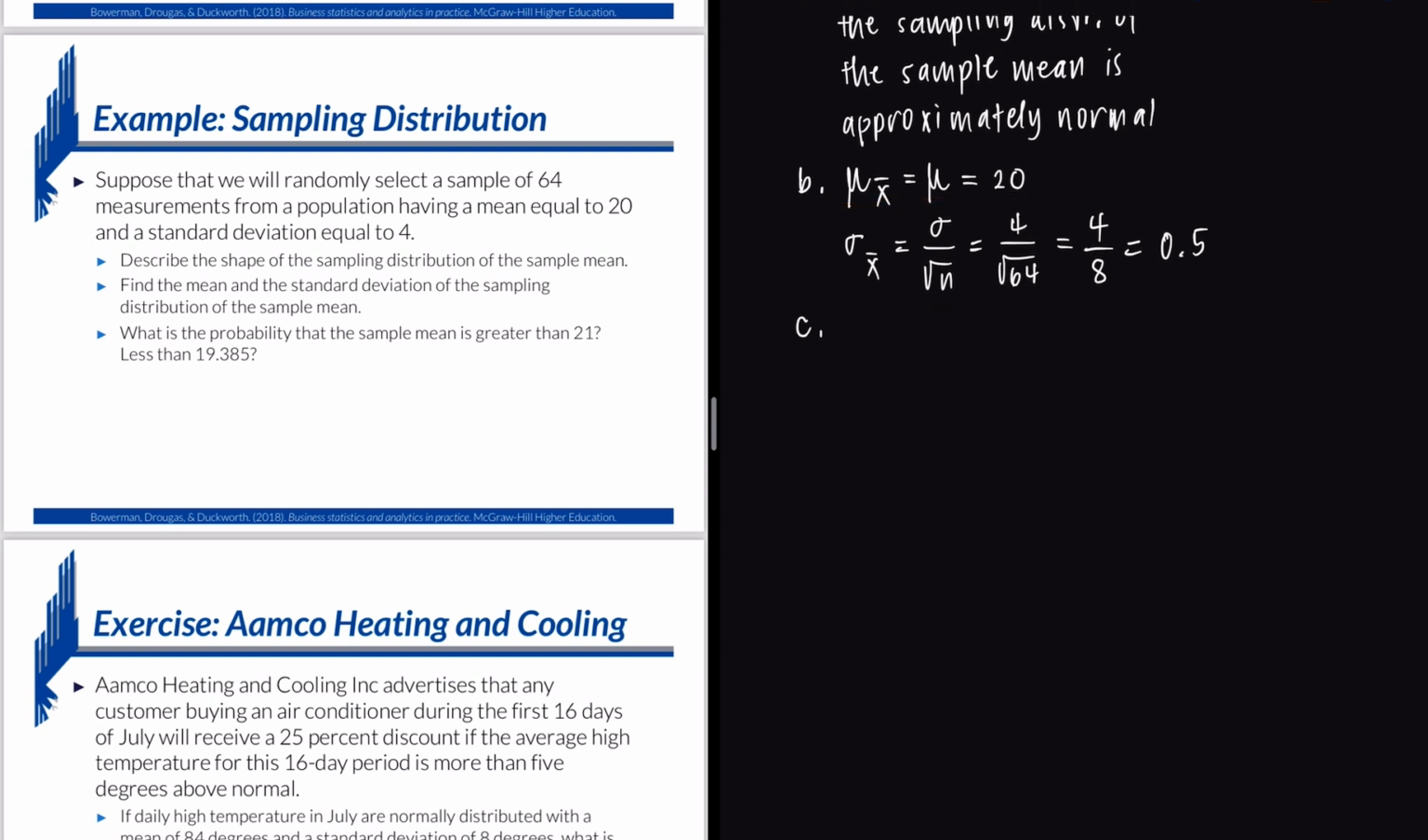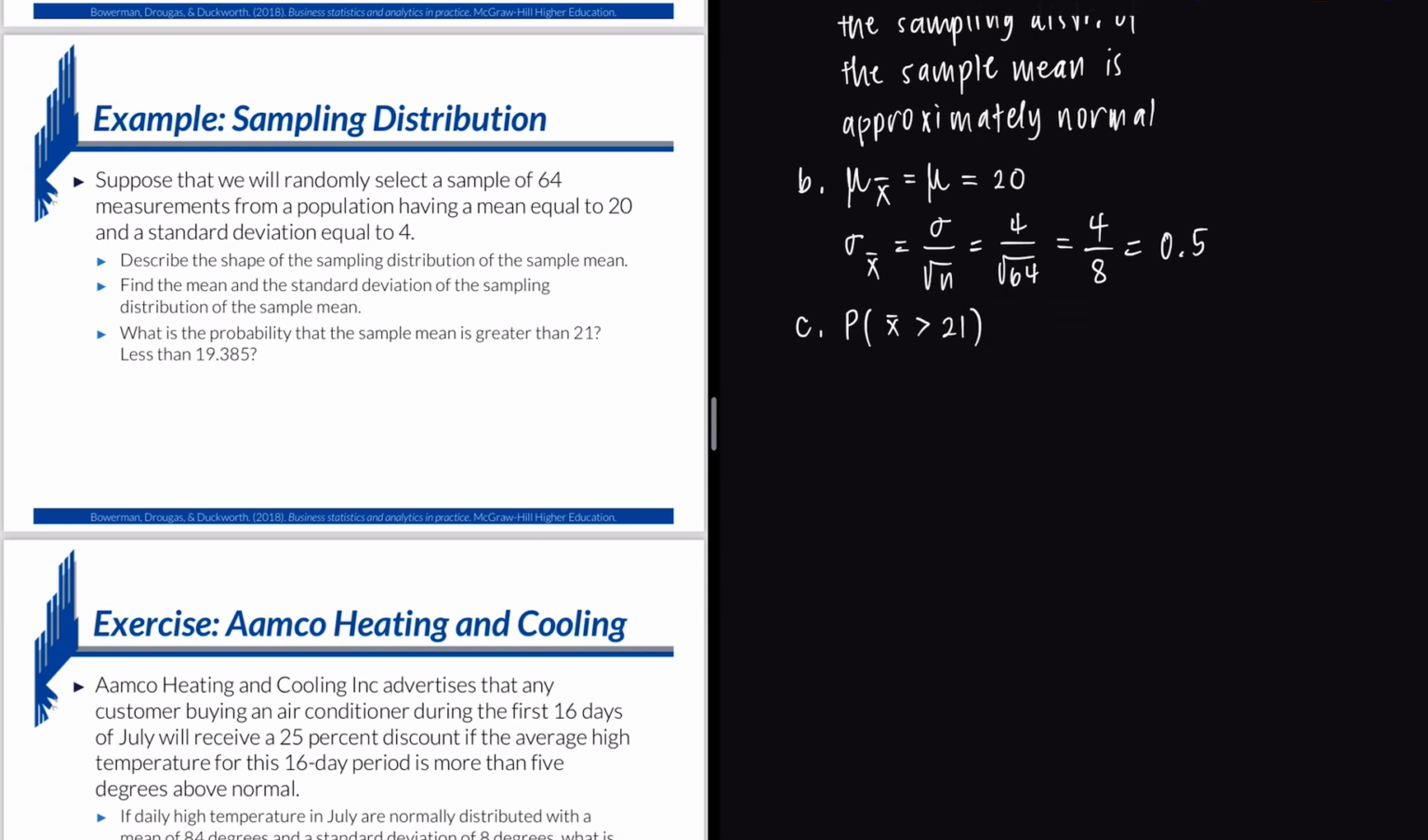Next, what is the probability that the sample mean is greater than 21? Again, it's no longer asking for the probability that x is equal to or greater than or less than a certain number, but it's asking for a probability involving a sample mean. So we express that as P of x bar greater than 21.